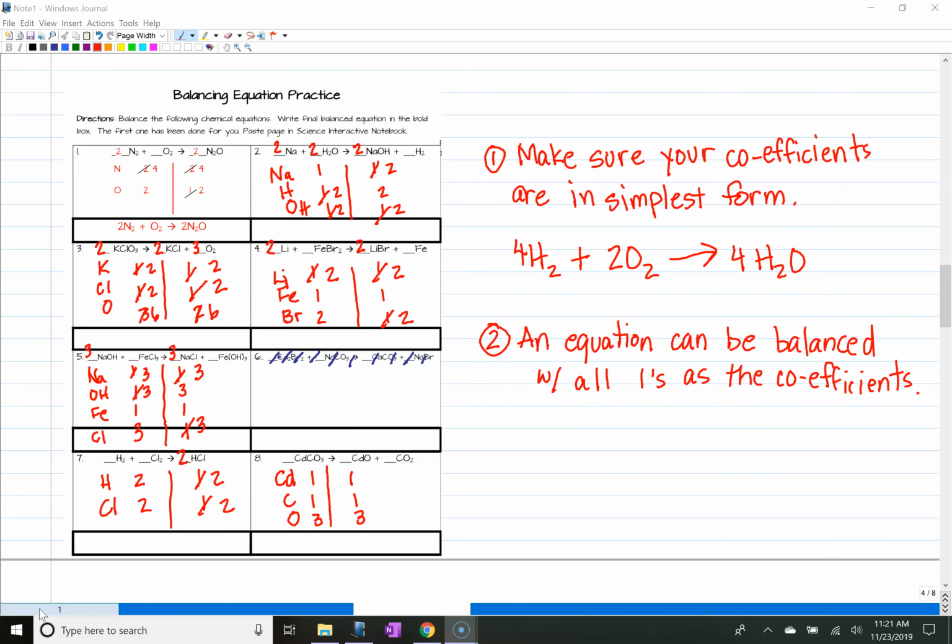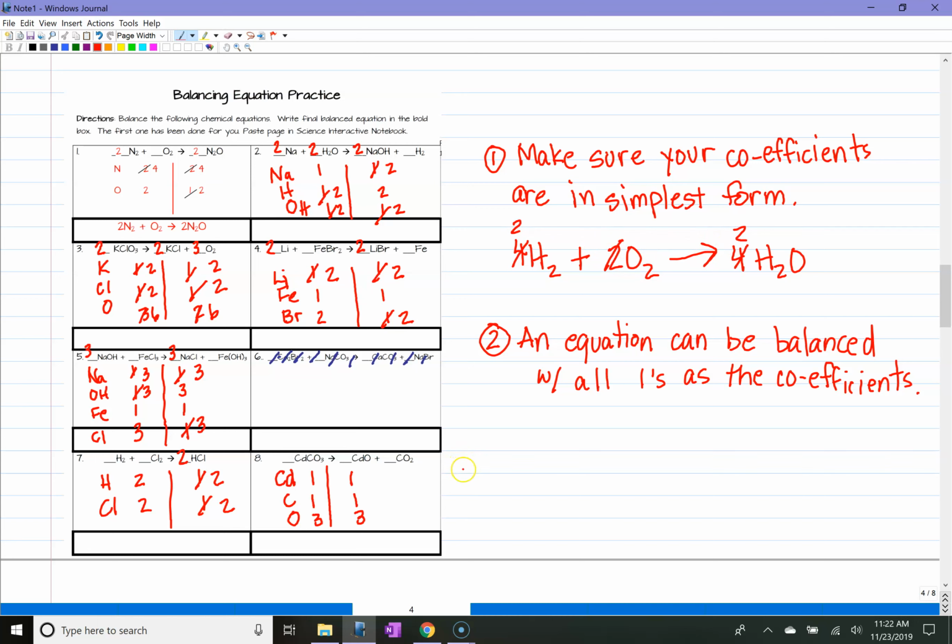Here are the answers to the practice problems. Check them over and make sure that yours are correct. A couple of things that I want to point out is you always need to make sure that your coefficients are in simplest form. 4H2 plus 2O2 yields 4H2O. That gives us 8 hydrogen on both sides and 4 oxygen. And while it does balance, it is incorrect because 4, 2, and 4 are not in simplest form. And so the correct answer would be 2, 1, and 2.